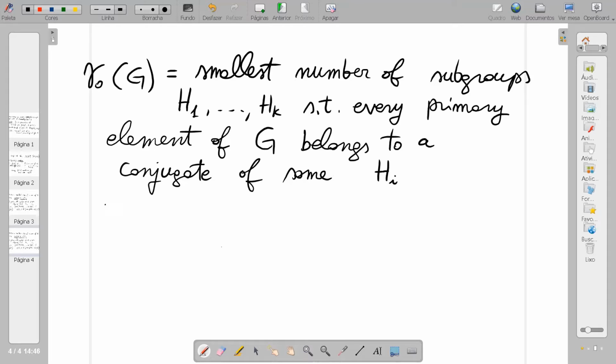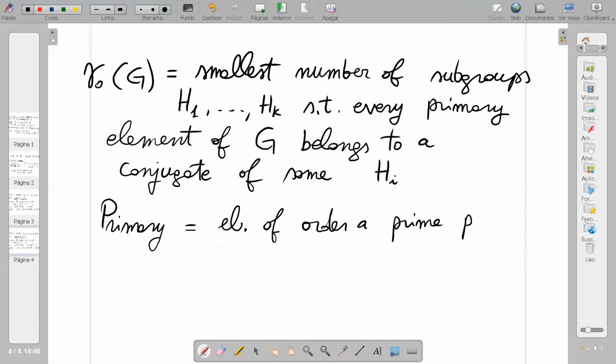Now I will tell you what a primary element is. Primary means an element of prime power order. Usually these are called P elements, but I don't want to use the letter P because it looks like P is fixed, so P is not fixed. So a primary element is an element of prime power order. And then we have a basic inequality, which is that gamma 0 of G is at most nu of G.